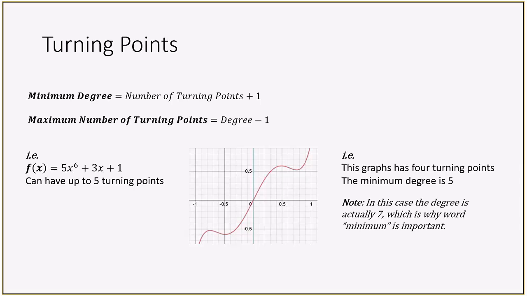Yeah. Okay. The actual degree is 6 instead of 7, but exactly what I was saying. The words minimum and maximum are valuable. Okay, that's the end of this section.